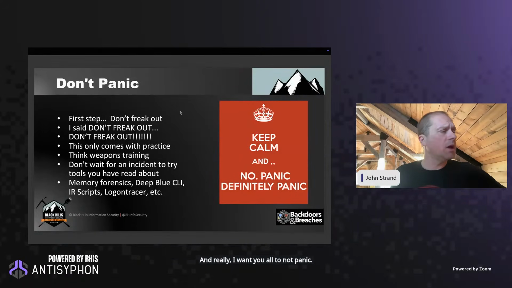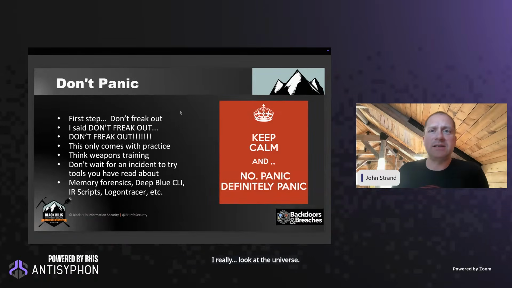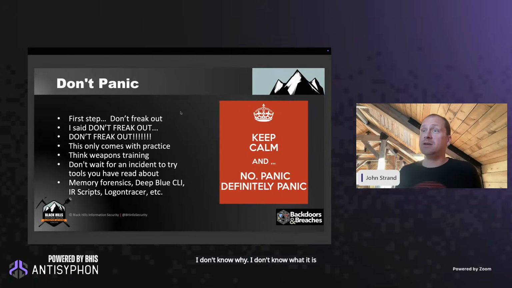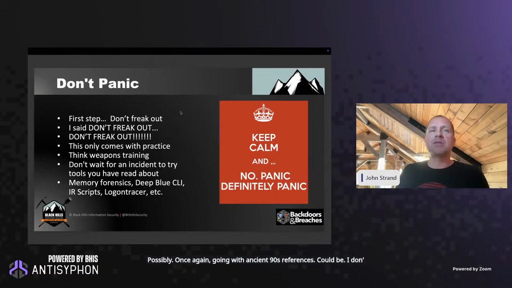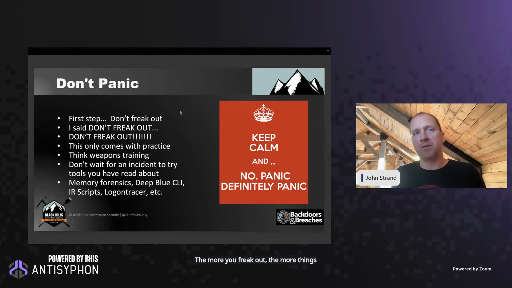Don't freak out. I really look at the universe, call it God, call it fate, call it whatever. But whenever you start panicking and you start freaking out, something in the universe goes out of its way to make your life more difficult. I don't know why. I don't know what it is. Could it be Satan? Possibly. Once again, going with ancient 90s references. Could be. I don't know. Right? But the more that you panic, the more you freak out, the more things stop working for you. And the more your brain shuts down.